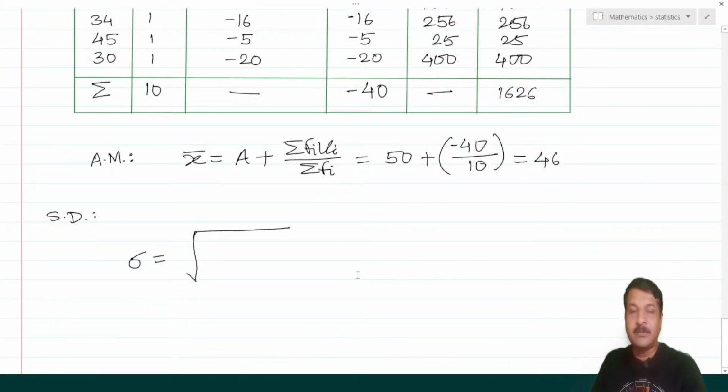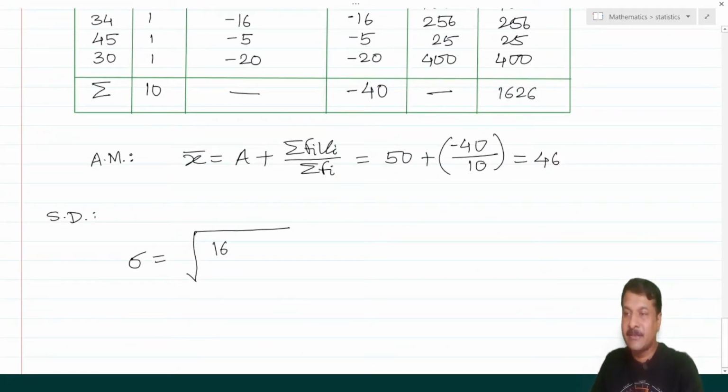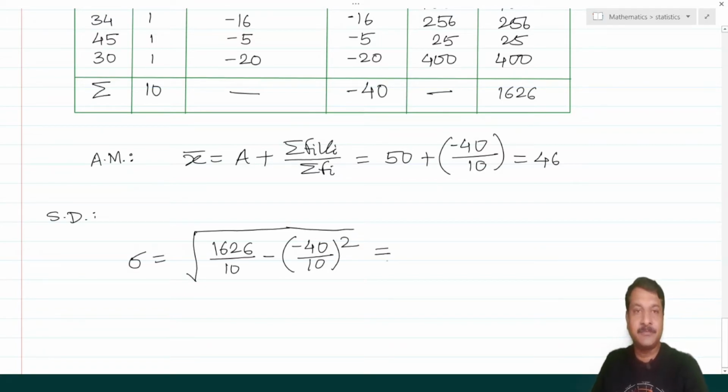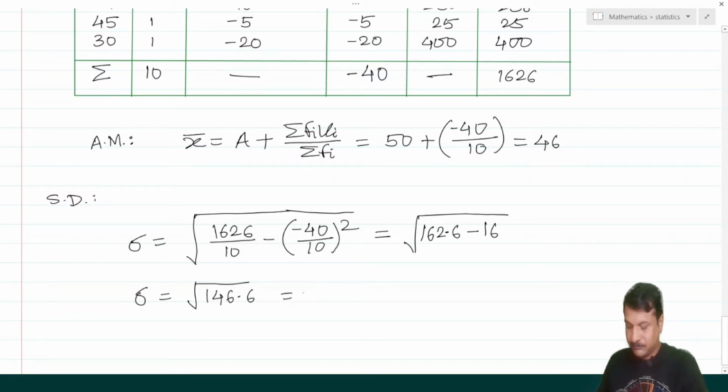46. Now the standard deviation sigma equal to under root of summation of Fi ui square, it is 1626, upon summation of Fi, minus summation of Fi ui upon summation of Fi whole square. So find the values by calculator. So I am getting here 162.6 minus, so minus 40 by 10, it is 4, 4 square 16. So sigma equal to under root of 146.6, and that is equal to 12.1078, means up to 2 digits, 12.11.